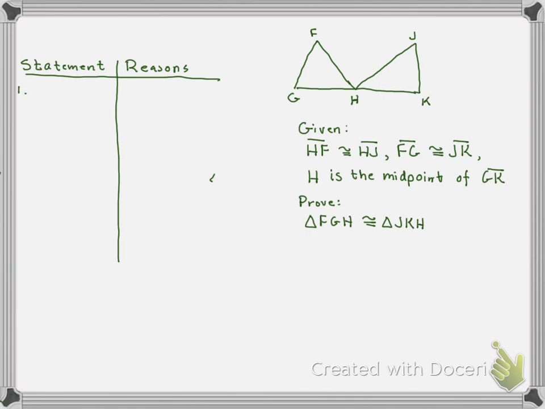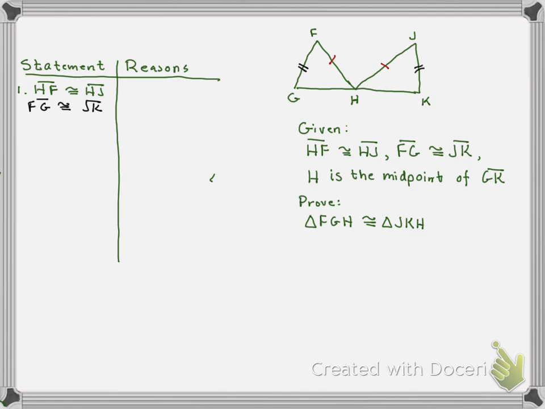Okay, statement, the first given, HF is congruent to HJ. So let's mark that. I'm going to change colors real quick. So HF right here is congruent to HJ right there. The next part that we're given is that FG is congruent to JK. Now let's mark that. FG is right here. JK is right there.